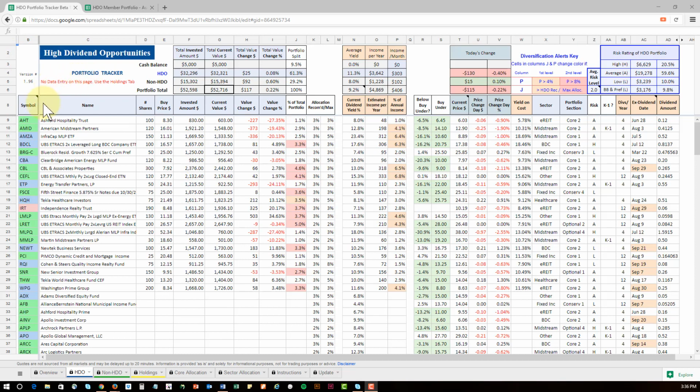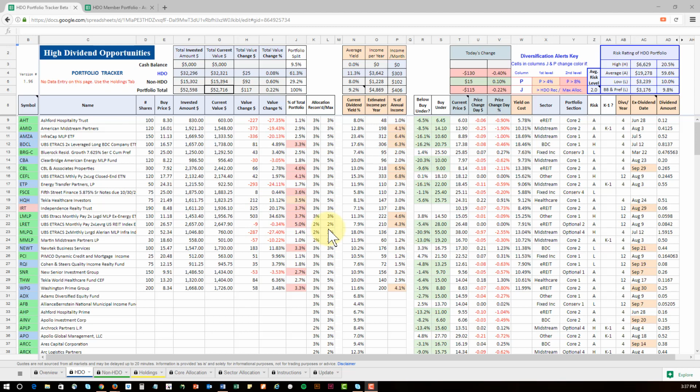The HDO tab shows all HDO stocks in alphabetical order by the holdings. So you'll notice that they're alphabetically sorted by the positions that you have. The tab displays all the same basic data that was seen on the previous tab, but because of its dynamic link to the HDO portfolio sheet, it provides a wealth of additional information.